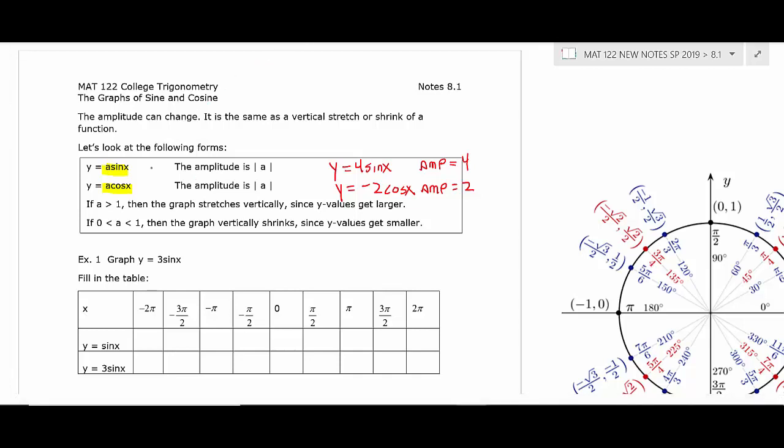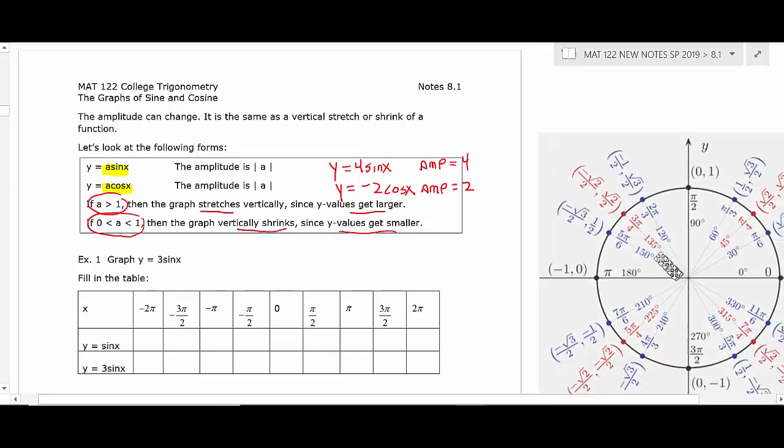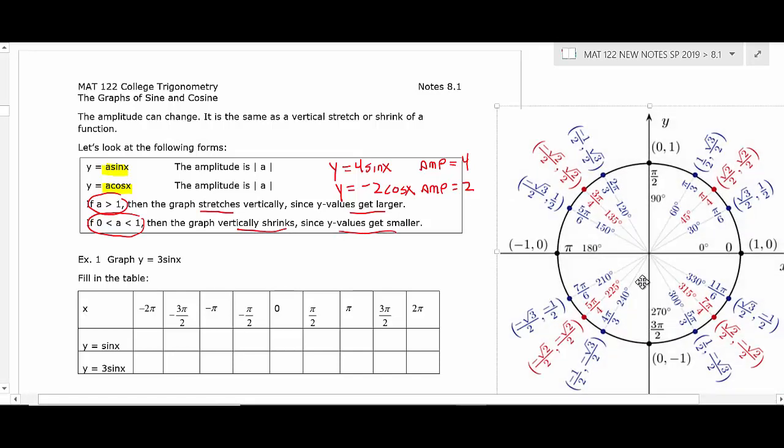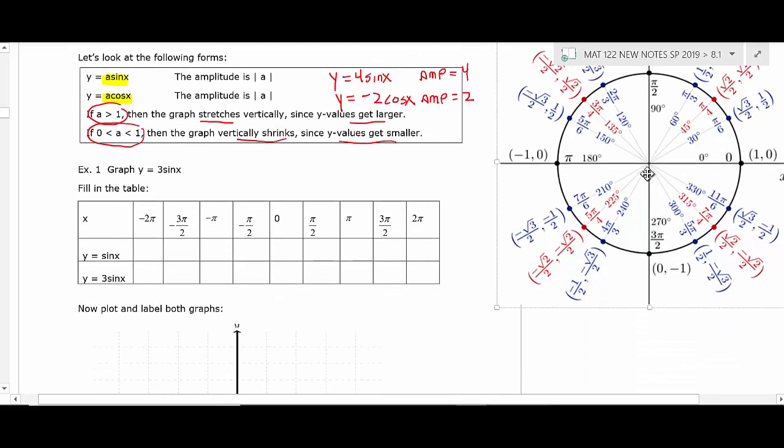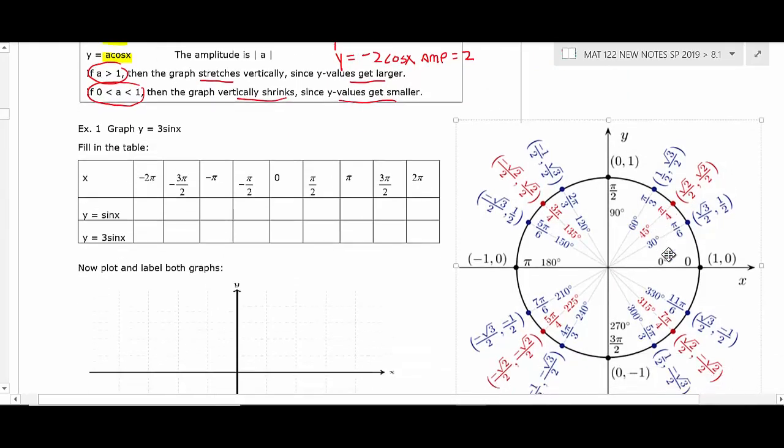Now, you actually learn this in college algebra: if a is bigger than 1, then the graph stretches vertically because the y values get bigger. And if you have the amplitude being a fractional value between 0 and 1, then it vertically shrinks because the y values get smaller. As we crunch out some of these, you'll begin to see what I'm talking about. All right, so we're going to focus on some graphs that have amplitude changes in them.